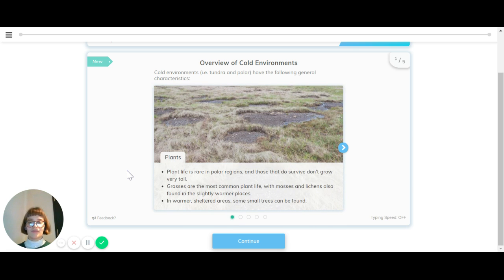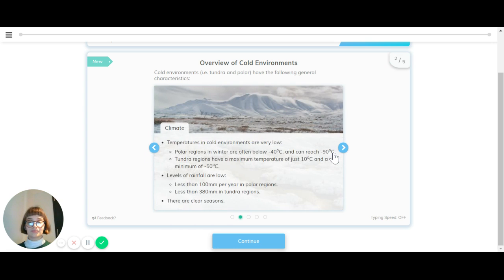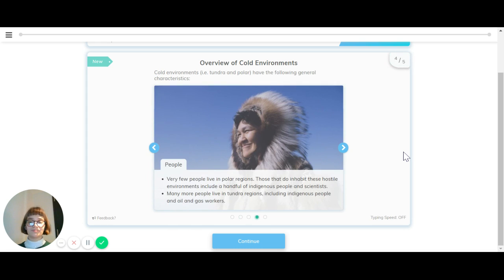Plants. Plant life is very rare in polar regions, and those that do survive don't grow very tall. Grass is the most common plant life, with mosses and lichens also found in slightly warmer places. In warm sheltered areas, some small trees can be found. People. Very few people live in polar regions. Those that do inhabit these hostile environments include a handful of indigenous people and scientists. Many more people live in tundra regions, including indigenous people and oil and gas workers.